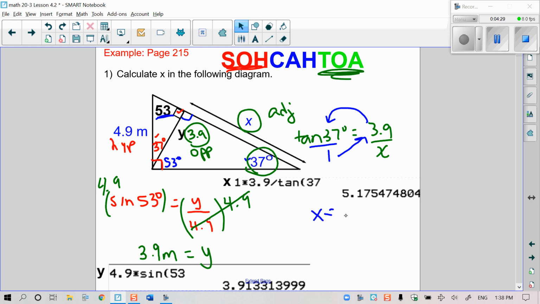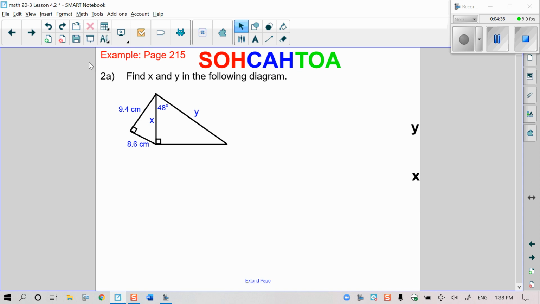And you can see that x then is equal to 5.2 meters. Okay. Page 215, example 2a.